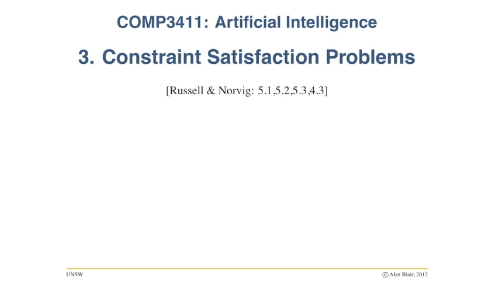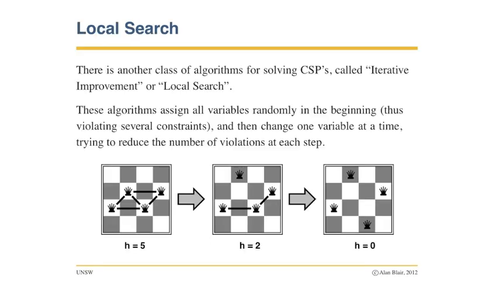Okay, so far what we've looked at is backtracking search. There's another algorithm for solving CSPs. This is called iterative improvement or local search. And the way this works is that you start with a near solution and then iteratively improve it.